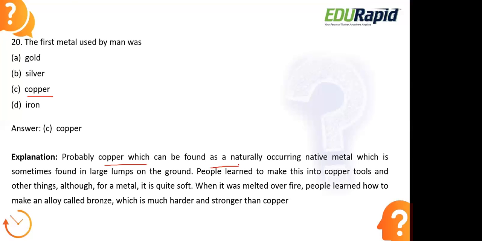During that stage, it was usually found in large lumps on the ground itself. Using this copper, they made different things later on, copper tools such as vessels or cutting tools. Even though we know copper is a hard metal, comparatively it is soft. When they started heating copper, it started melting very fast. That is, it has a comparatively lower melting point.